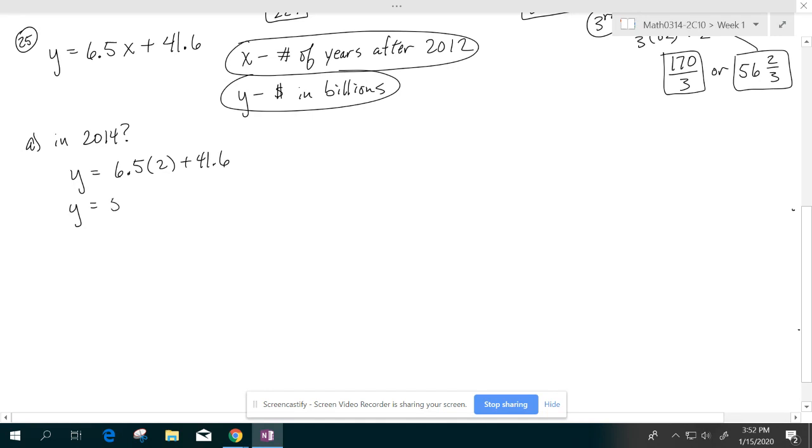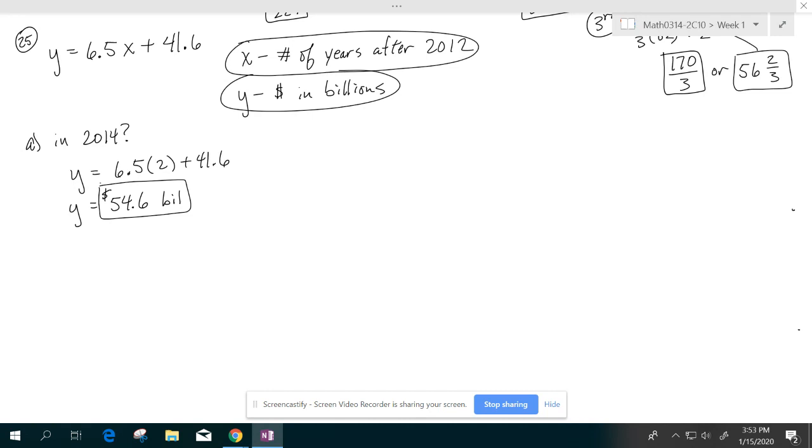54.6. And remember, that is billions. So companies spent $54.6 billion on internet advertising in 2014. That's what that tells me.